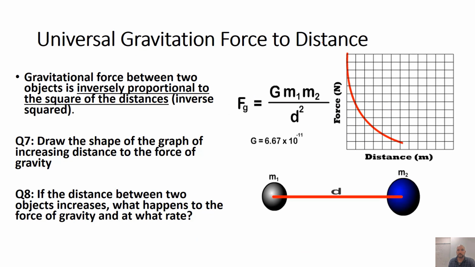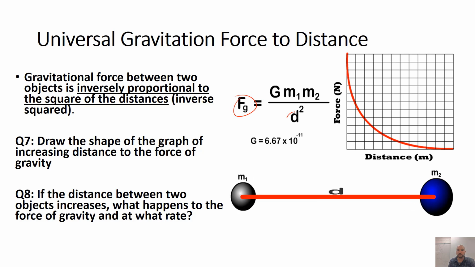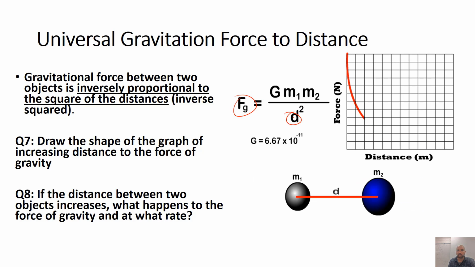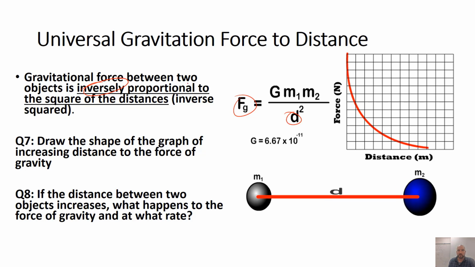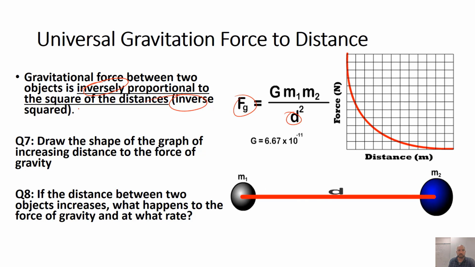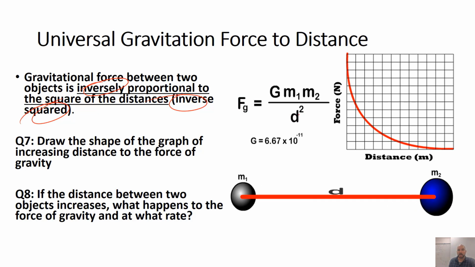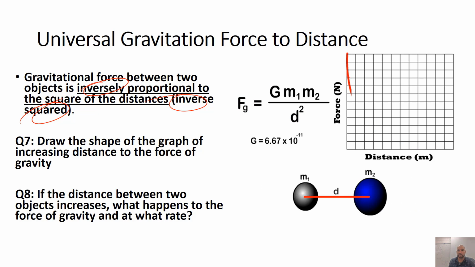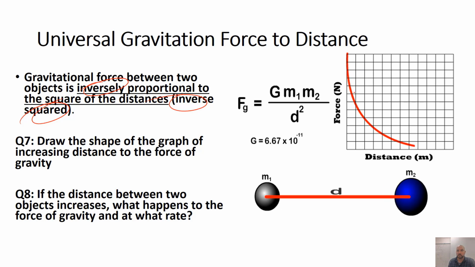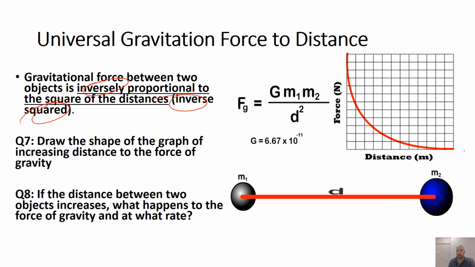How is universal gravity, the force, compared to distance? Well, it's not just inverse, but it's also squared. We call it inverse squared. It's inversely proportional to the square of the distance. So a little bit of distance change actually has a big effect, and it has a diminishing effect as you go on and on.